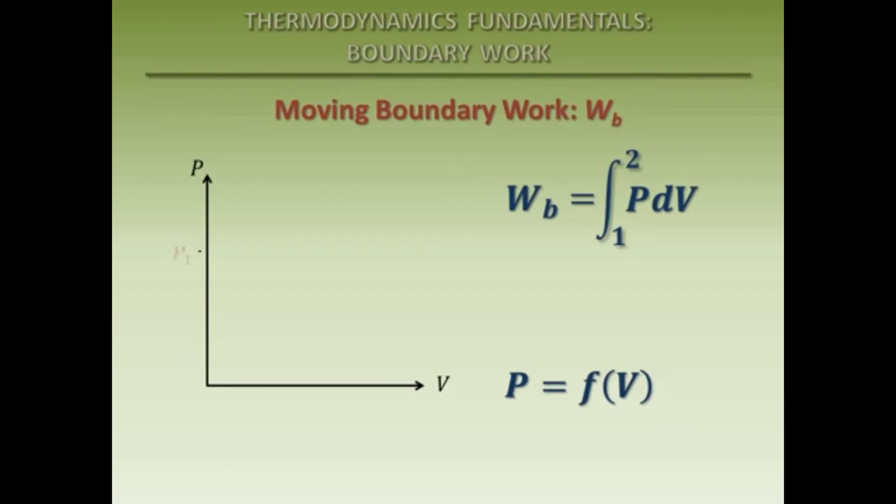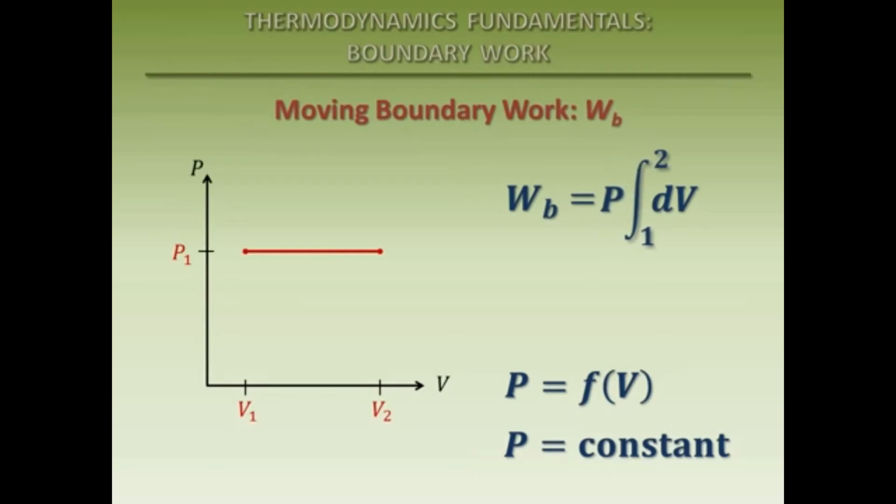Suppose that the initial pressure is P1 and the initial volume is V1. The simplest case occurs when the pressure stays constant as the volume changes. In this case, the process path is simply a straight line from the initial volume to the final volume. Because the pressure is constant, it can come out of the integral. Evaluating the integral tells us that the boundary work done during this process is simply equal to the pressure times the change in the volume. Note that the boundary work is equal to the area under the process path on the PV diagram.